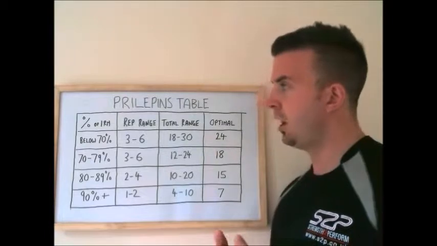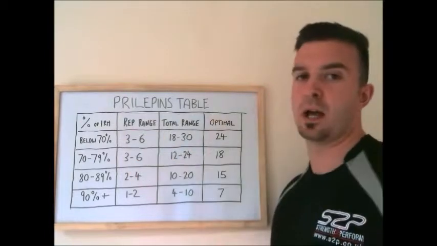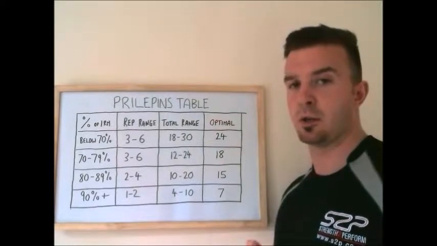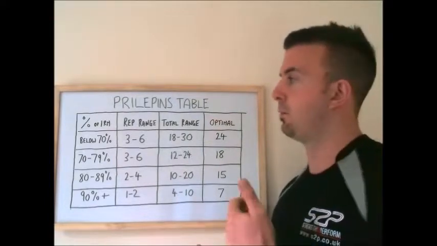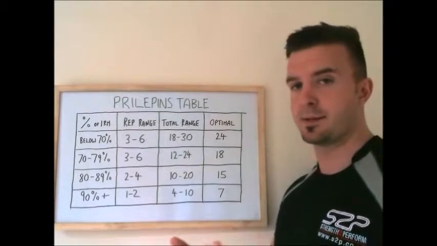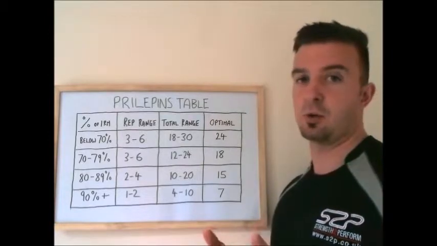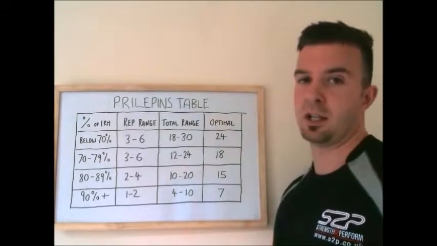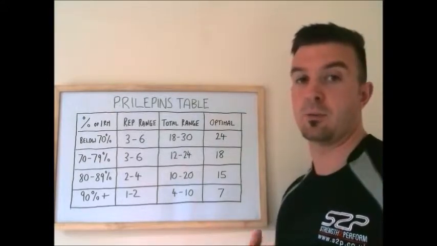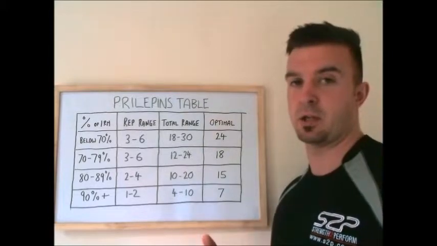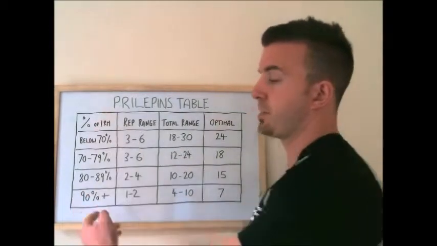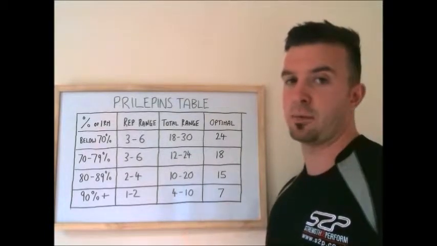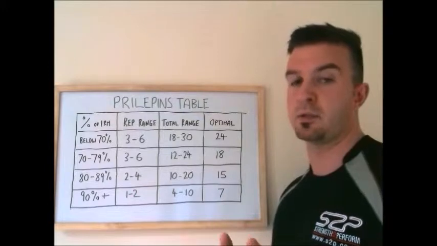So what we've got on the table, we've got a 4-category table. We've got percentage of 1 rep max, rep range, total range, and optimal. So rep range is the ideal number of reps per set. Total range is the total number of reps for that given percentage. And the optimal is the ideal or theoretical number of reps you should be able to achieve at that given percentage. What percentage? We've got 4 percentage categories. We've got below 70%, we've got 70 to 79%, 80 to 89%, and 90% plus.